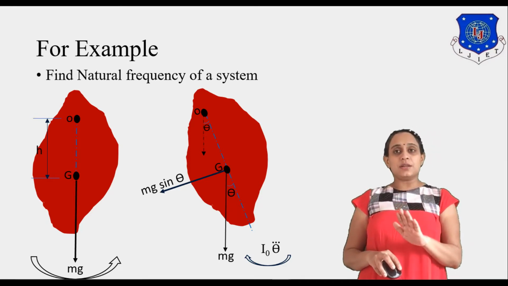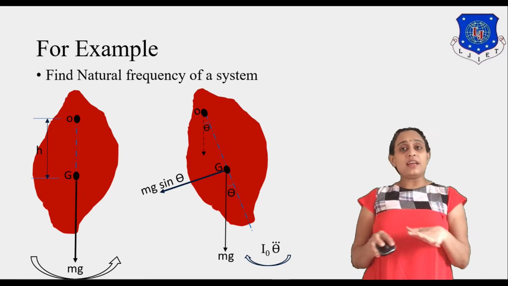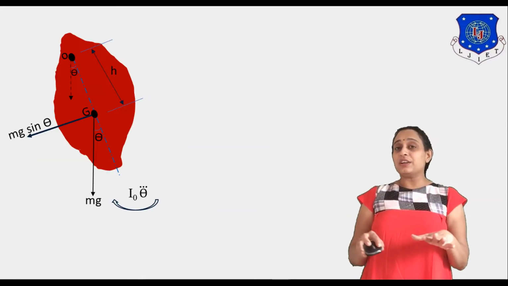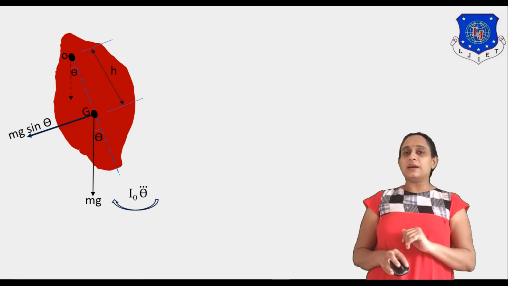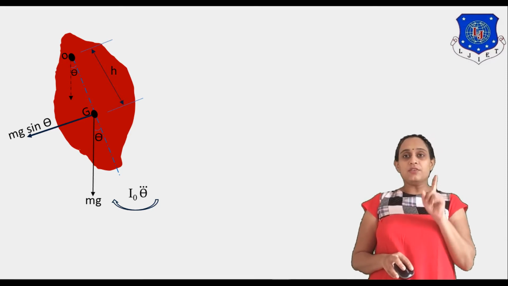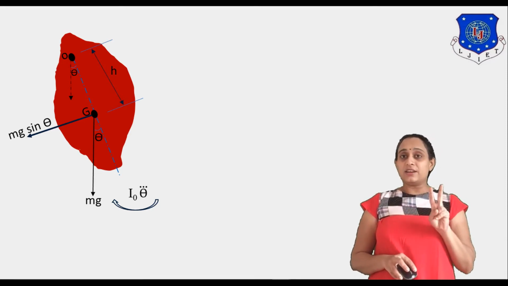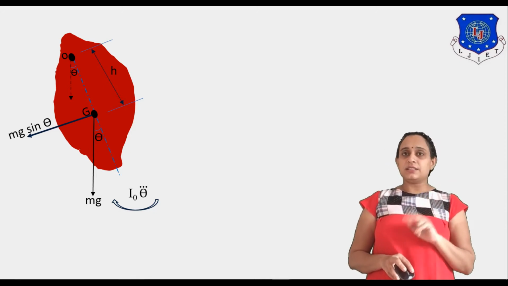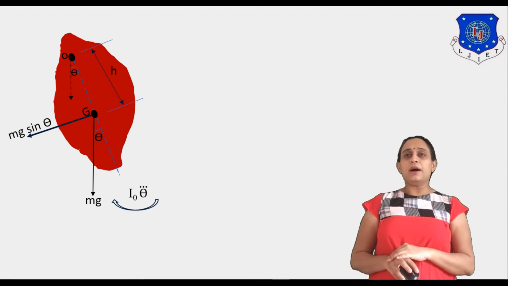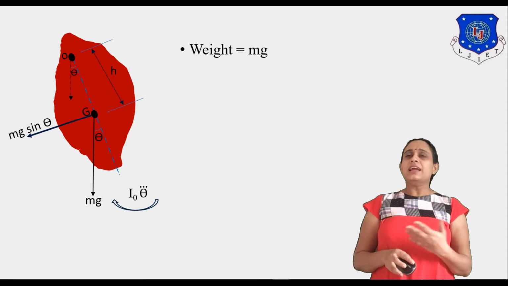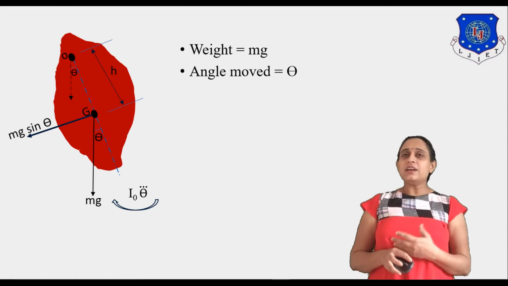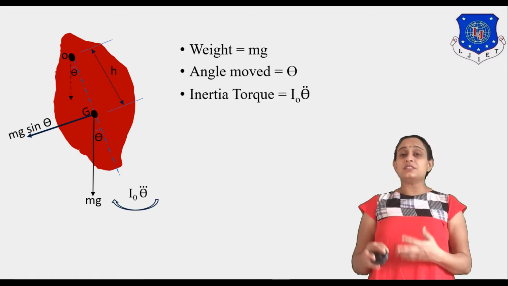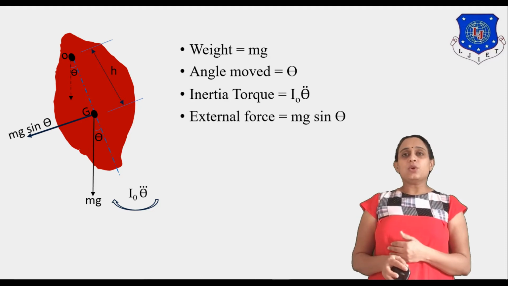So this is our system. Besides this, we do not have any other kinds of forces acting on the system. Now let us look at this diagram. We have two effects: one is the inertia torque and the second is the restoring force, mg sine theta. So let us take moment about O. Our weight is m into g, the angle moved is theta, the inertia torque is I0 theta double dot, and the external force is mg sine theta, which is due to the weight.